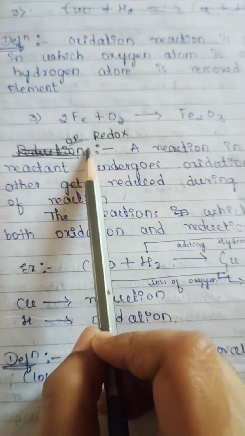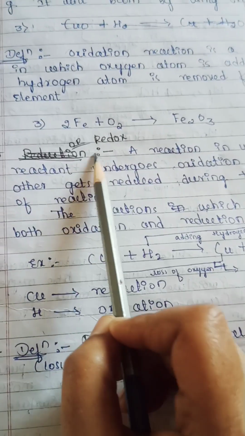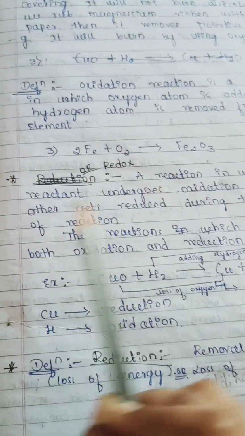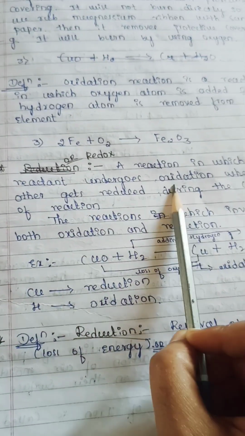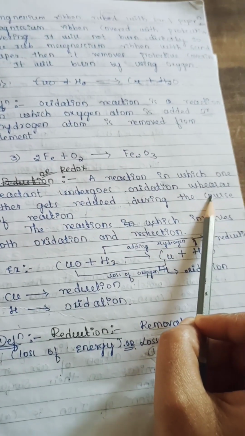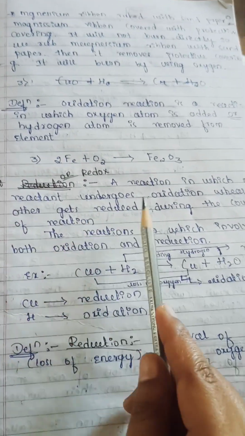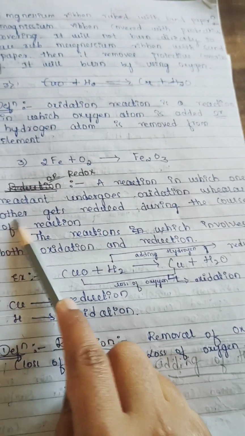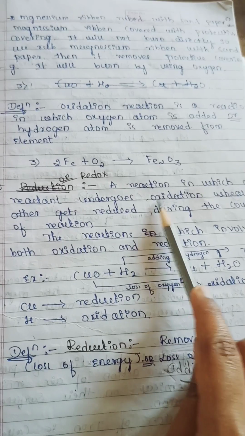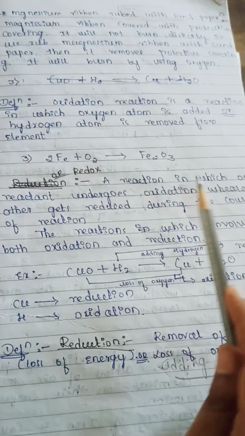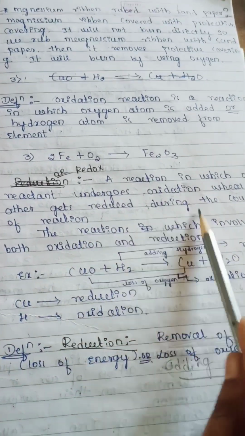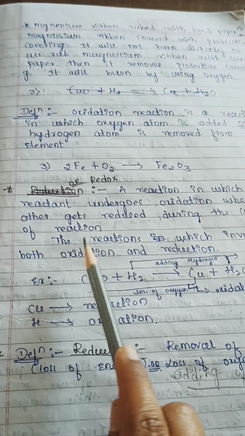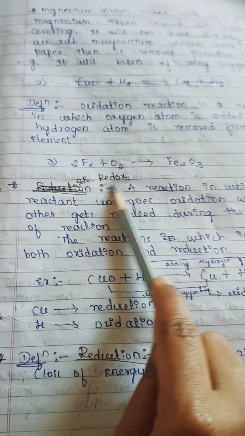Now we'll discuss redox reaction. So what is a redox reaction? A reaction in which one reactant undergoes oxidation whereas the other gets reduced. It means one reactant undergoes oxidation and another is reduced during the course of the reaction. That is what we call a redox reaction.